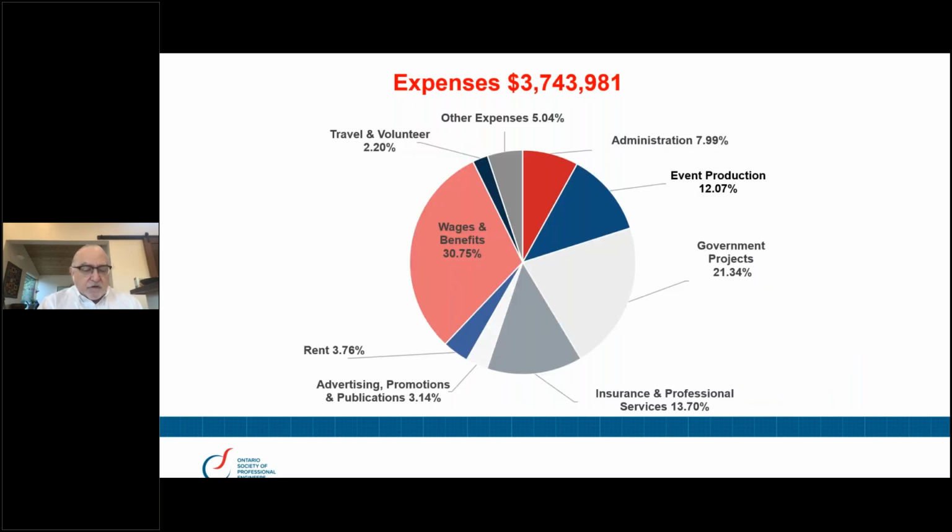The largest components of the overall expenses incurred in 2020 included administration, $229,000, event production, $452,000, advertising, promotions, and publications, $117,000, government projects, $799,000, insurance and professional services, $513,000, rent, $141,000, wages and benefits, $1.151 million, travel and volunteer expenses, $82,000. The remaining other expenses include governance, sponsorship, and telecommunications.